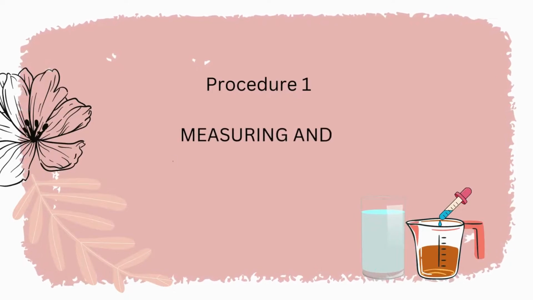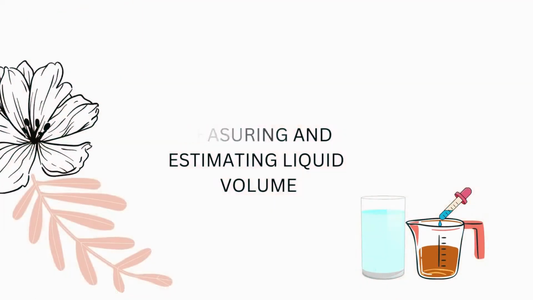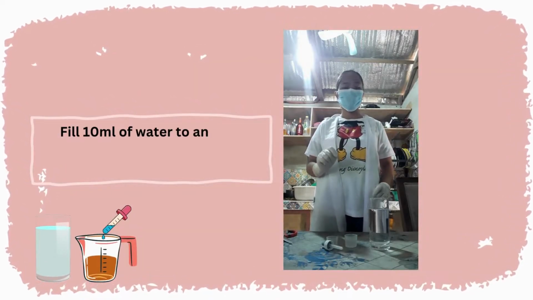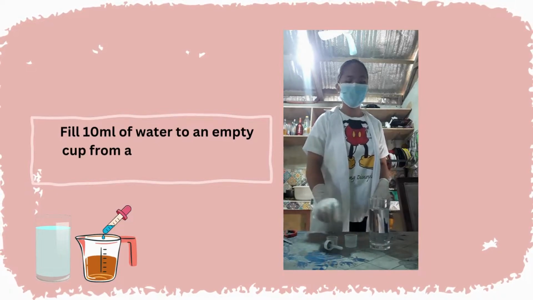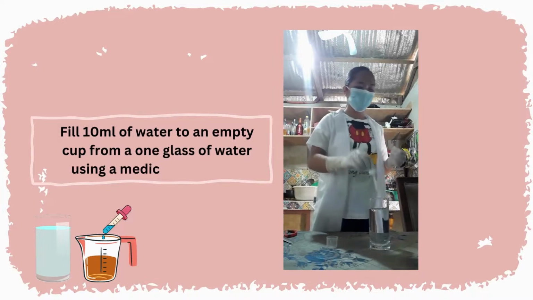Procedure number 1, which is measuring and estimating liquid volume. So, we are going to fill 10 ml of water to an empty cup from 1 glass of water using a medicine dropper.